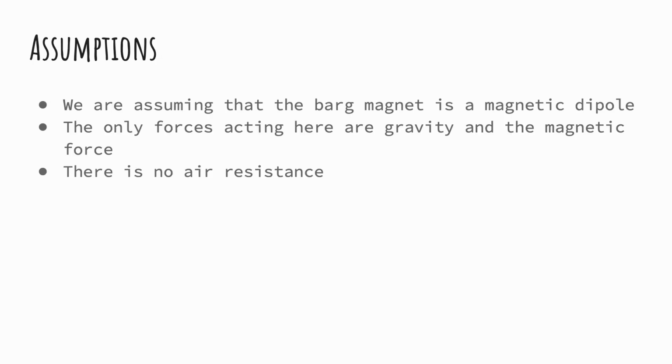Let's take a look at some of the assumptions. There were a few assumptions made during this experiment. We assumed that the bar magnet could be treated as a magnetic dipole, and additionally, air resistance was considered negligible, meaning the only forces acting on the magnet were gravitational and magnetic forces.